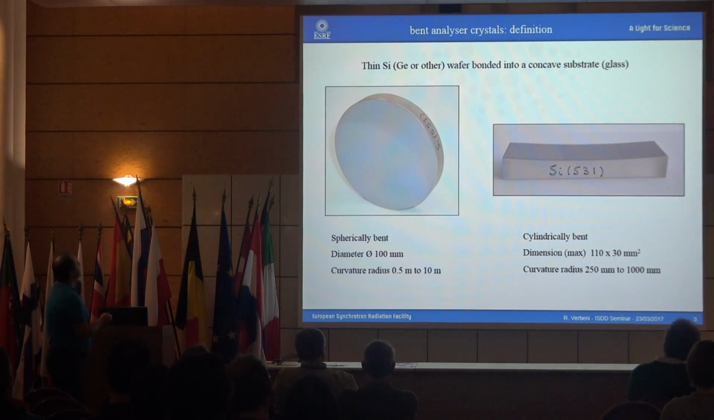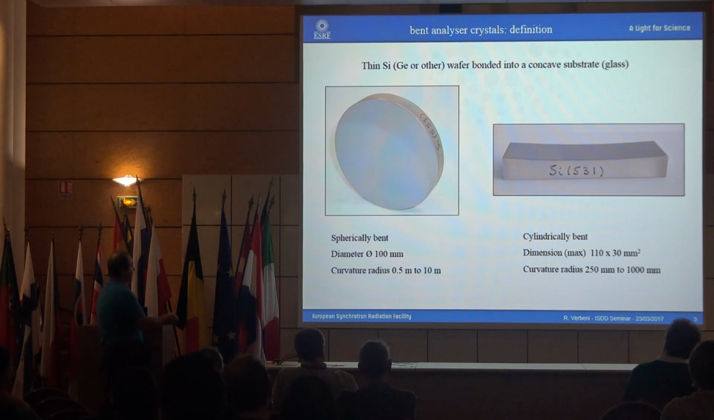Before going on, I want to give the definition of a bent analyzer crystal. Basically, a bent analyzer crystal is a thin wafer, which can be germanium or silicon or other material, bonded on a concave substrate. The substrate normally is glass, and you can find silicon, you can find aluminum, and so on. This is the most common analyzer. We have a spherical analyzer here, spherically bent. Normally, the diameter is 100 millimeters. The curvature radius can go from 0.5 to 10, maybe even 11 meters.